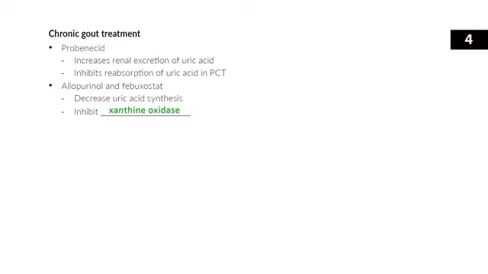Allopurinol inhibits the enzyme xanthine oxidase. Xanthine oxidase is responsible for converting xanthine to uric acid. So if you aren't making as much uric acid, you might have less gout. And there's another much newer drug called febuxostat that also works by inhibiting xanthine oxidase. So these two drugs, allopurinol and febuxostat, are particularly effective in patients with gout due to high uric acid levels.